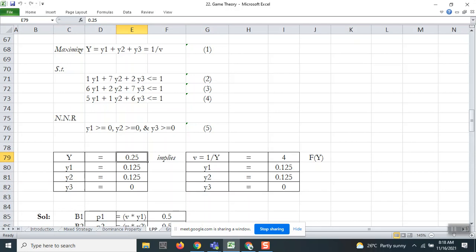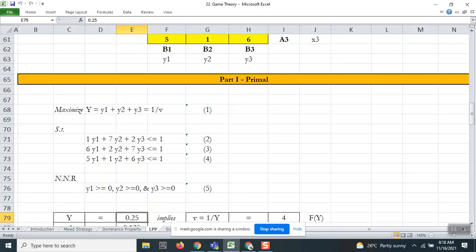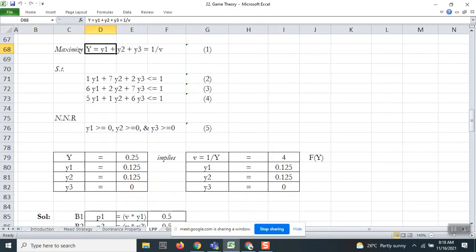And we can find the value of the game. 1 by v equals y, so if you want to find v, it is 1 by y, right? So y equals 1 by v, so v equals 1 by y. We know the value of y is 0.25. So the value of the game is 1 divided by 0.25, which is 4. So the value of the game we achieve is 4.